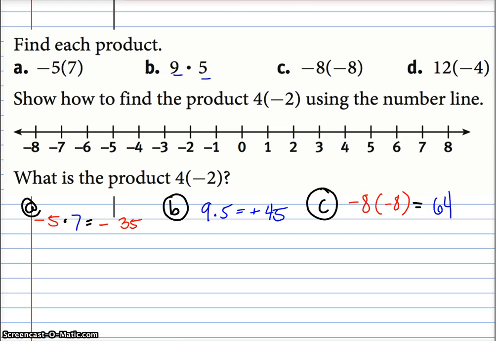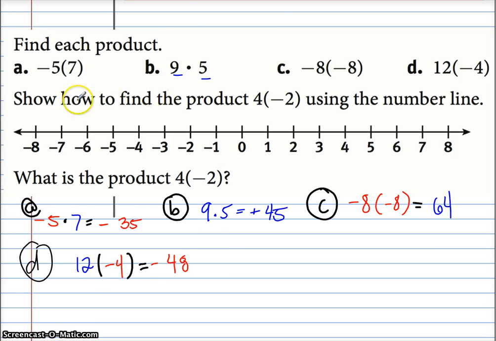Okay, and letter D. It says 12 times negative 4. So here's 12, and then here's negative 4. Different signs, negative solution. I know my answer is going to be negative there. 12 times 4 is 48. Again, different signs, negative solution.